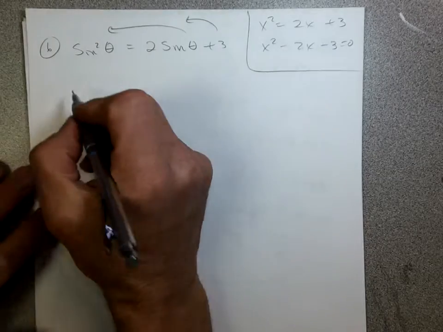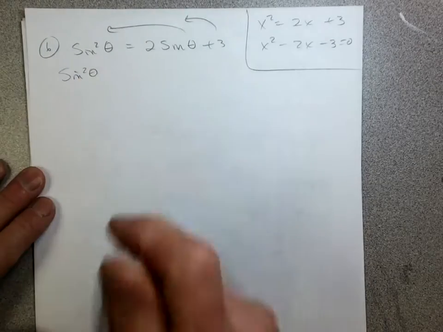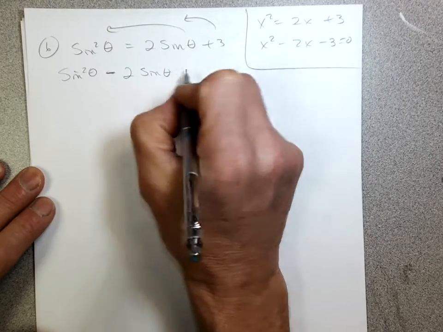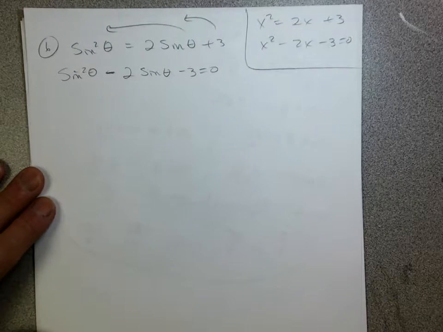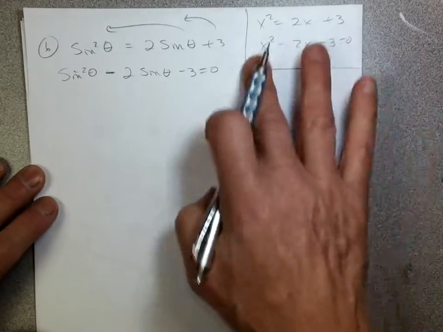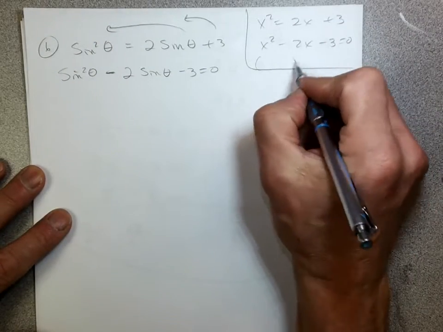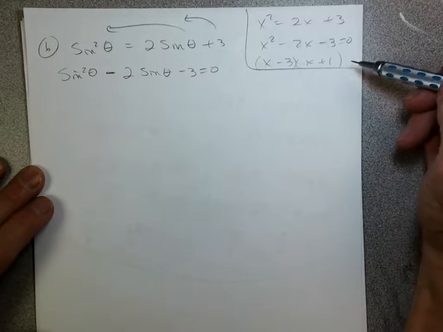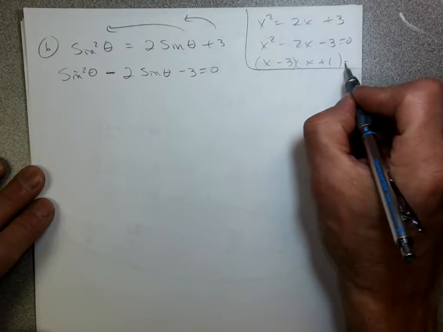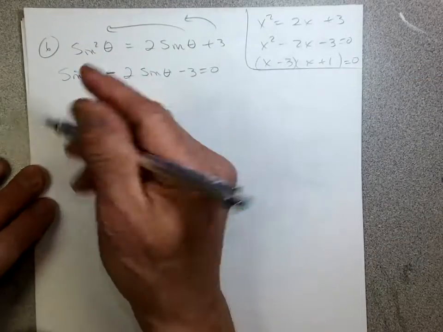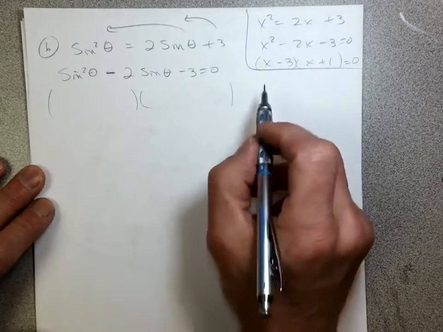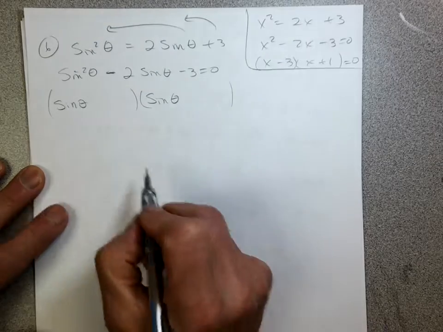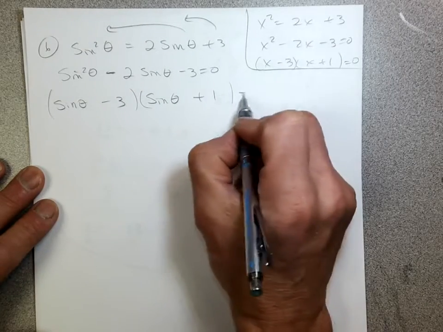So then what I have is sine squared theta minus 2 sine theta minus 3 equals 0, right? And again, if I look at my little x's instead of sines, it would factor into x minus 3, x plus 1, if I just do the trinomial factoring. And then instead of x's, let's just do sines. So I'll do the same thing, but instead of x and x, I'll do sine theta minus 3, sine theta plus 1 equals 0, okay?